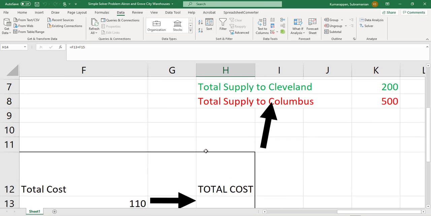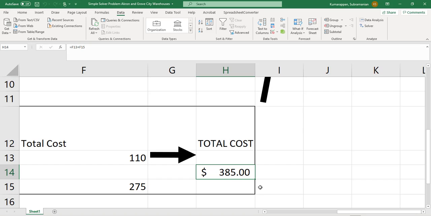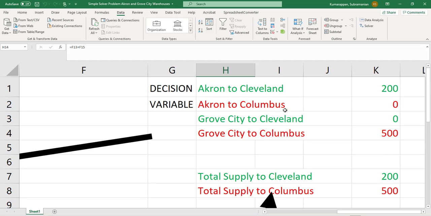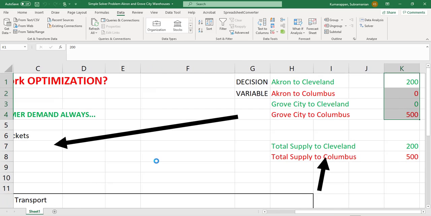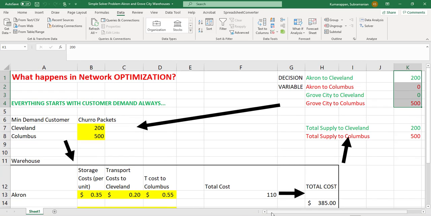Now let us go ahead, look at the total cost. Hey, it's only $385. Earlier it was like 542 or something like that. Now it's only 385. So we have been able to reduce the costs by picking the right amount of quantity that we want to move from, say, your distribution center in Akron and Grove City to the customers in Cleveland and Columbus. And this is exactly what we call optimization. Okay, optimizing is all about minimizing cost or maximizing profits.